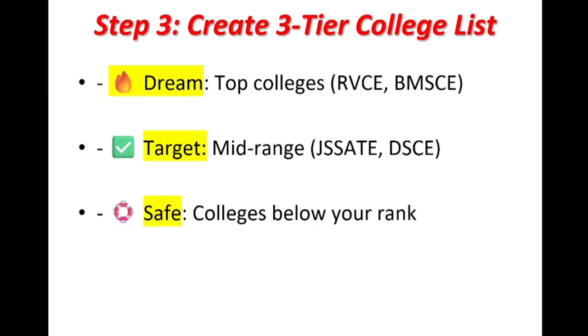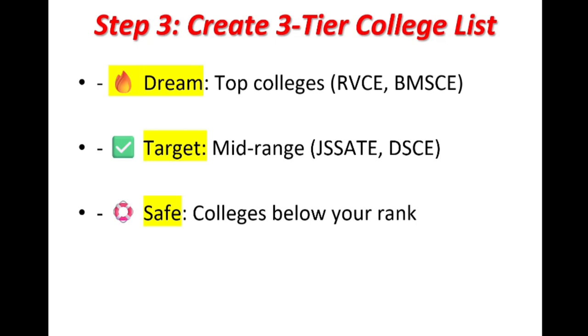Step 4. Shortlist colleges. Now it's time to shortlist smartly. Break your list into three parts. Dream options: top-tier colleges like RVCE, BMSCE, higher than your rank. Target options: around your rank range. Example, DSCE, Just Stay. Safe options: lower cutoffs, but decent backup.